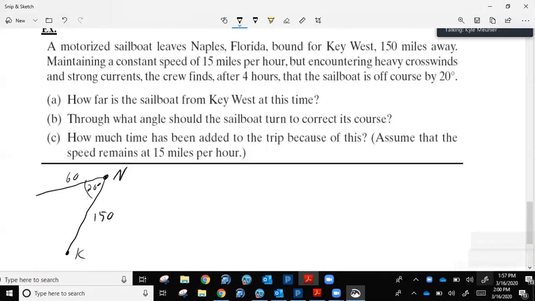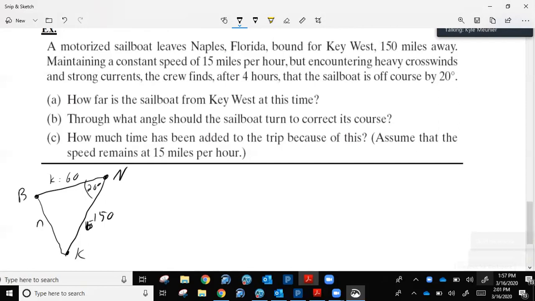We want to know how far we are now. I'll label our boat now with a B maybe, from Key West. So we can complete our triangle. We have a 20-degree angle at N, 150 distance from N to K, and a 60-mile distance from N to B. We want to know how far is B to K. I'm going to label these sides lowercase n, opposite of angle N, lowercase k, opposite of angle K, and lowercase b, opposite of angle B.